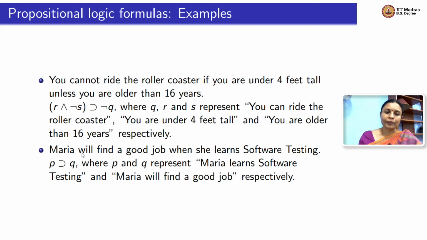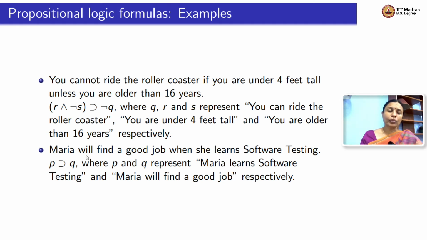One more example. Maria, a student, will find a good job when she learns software testing. I want to express this as a formula in propositional logic. There are two parts to it. Maria learns software testing. Maria will find a good job. So if Maria learns software testing, which is P, then it implies Q, where Q means Maria will find a good job. So I can express a sentence like this also as a formula in propositional logic.